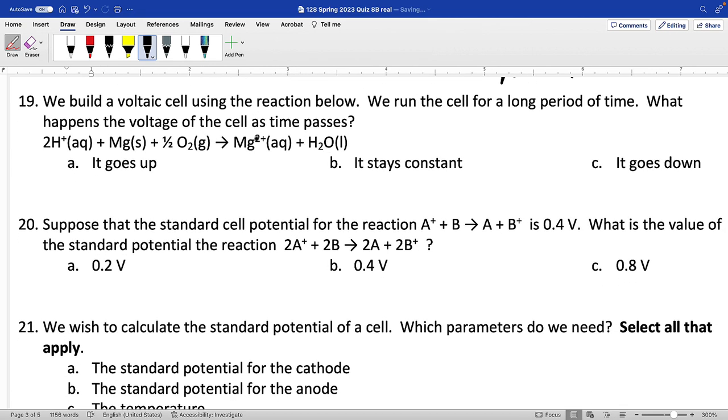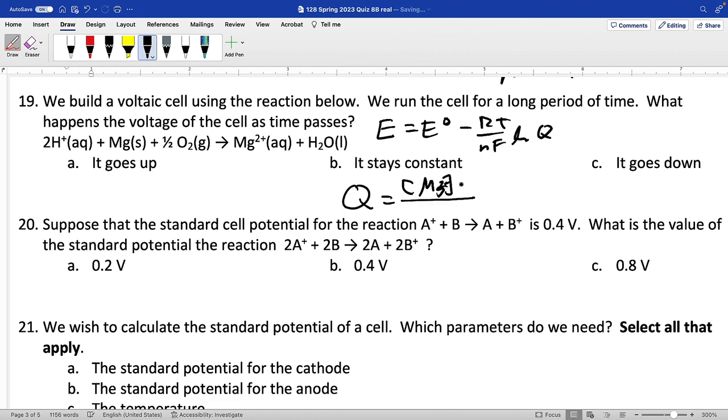All right, we build a voltaic cell using the reaction below. We run this cell for a long period of time. What happens to the voltage? So remember that voltage is given by the standard voltage minus RT over NF log of Q. So what matters is what happens to Q as a function of time. So we write our expression for Q: it would be the concentration of magnesium ions over the concentration of oxygen to the 1/2 over the concentration of hydrogen ion squared.